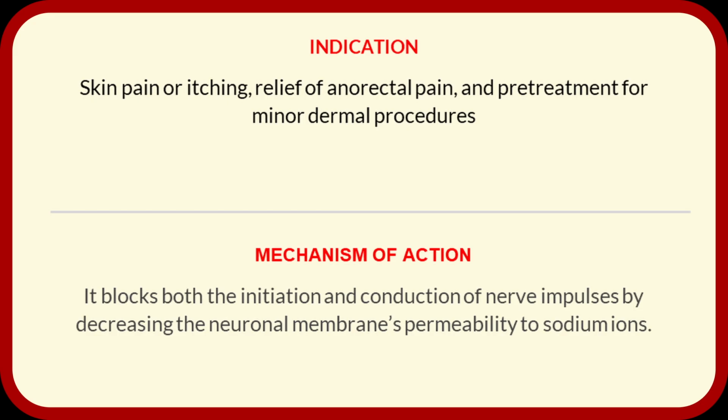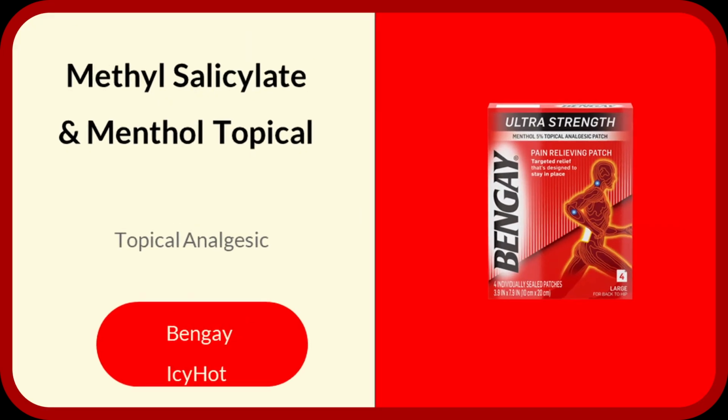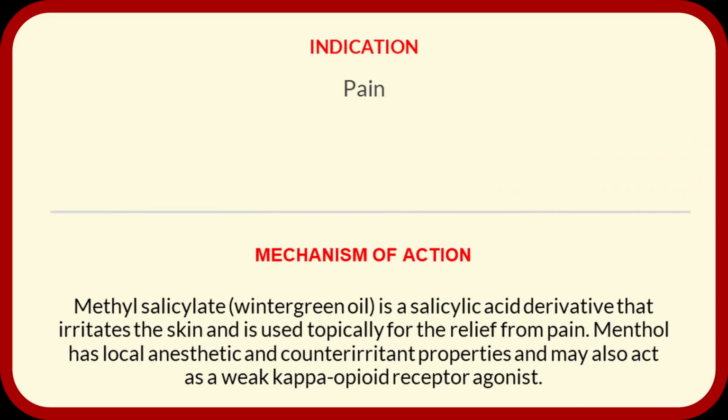Its mechanism is to block both the initiation and conduction of nerve impulses by decreasing the neuronal membrane's permeability to sodium ions. Methyl salicylate and menthol topical. The combination found in Bengay or Icy Hot is used for pain. Methyl salicylate, wintergreen oil, is a salicylic acid derivative that irritates the skin for relief, while menthol has local anesthetic and counter-irritant properties and may also act as a weak kappa opioid receptor agonist.